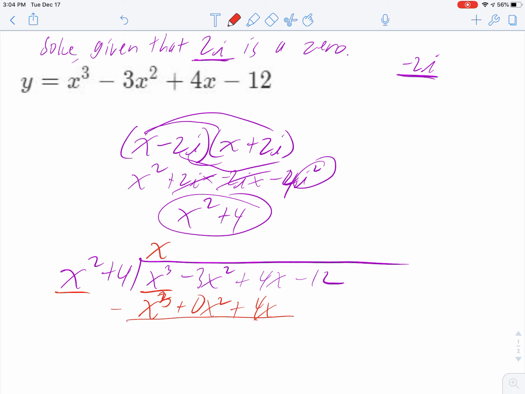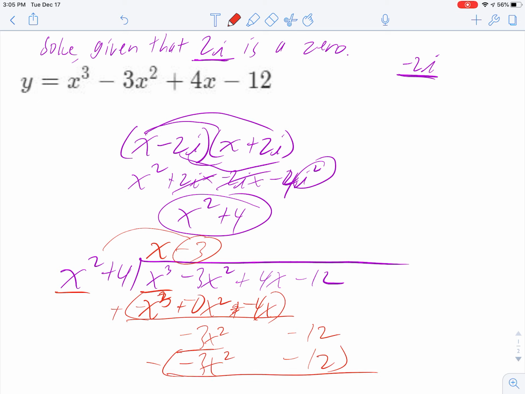We're going to subtract, so we change it to addition, change all the signs, and now when we add, the x cubes cancel out, we get negative 3x squared, and then nothing, and then the minus 12 comes down. And we're going to divide again. X squared times what gives me negative 3x squared? That's negative 3. The negative 3 multiplied by x squared plus 4 is negative 3x squared minus 12.